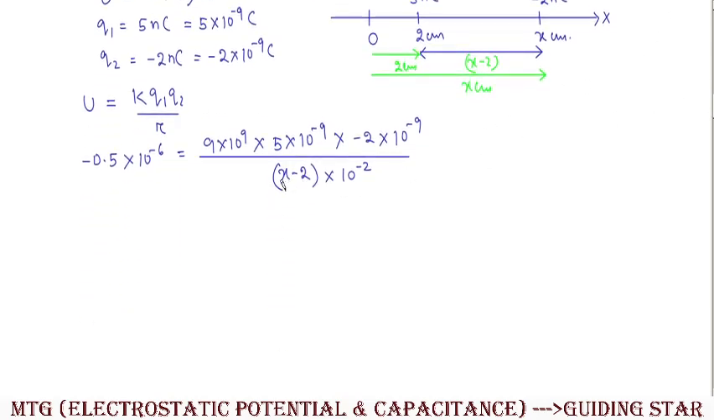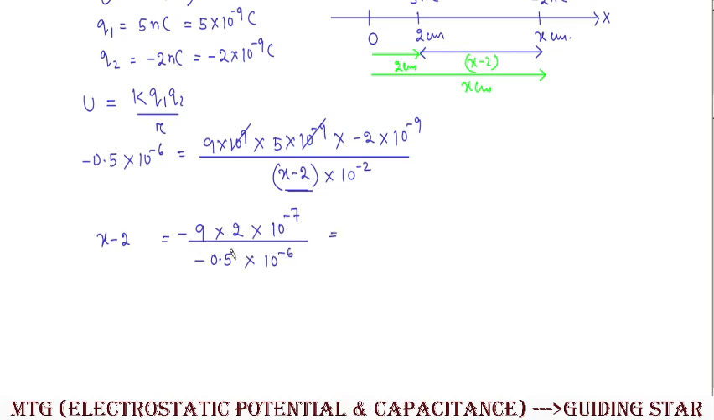We want to find the value of x, so let x minus 2 be on the left hand side. Here 10 to the 9 and 10 to the minus 9 will get cancelled out, and how much is left? So we do further calculation. 10 to the minus 2, if it goes to the numerator, will be 10 to the minus 7. So 9 into 2 into 10 to the power minus 7, all divided by minus 0.5 into 10 to the power minus 6.